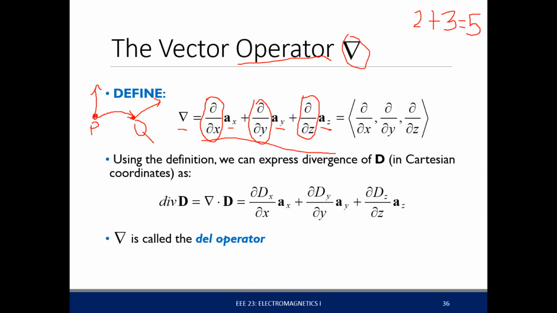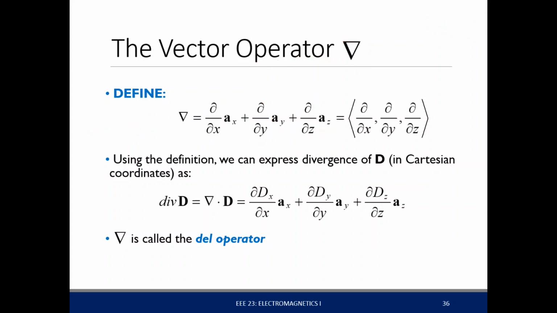How does your vector change over the next point? Okay? So in the x direction, how much did it change? In the y direction, how much did it change? And in the z direction, how much did it change? You can think of it that way. So it's the change over a very small length of x in the x direction, the change over a very small length of y in the y direction, and the change over a very small length z in the z direction.